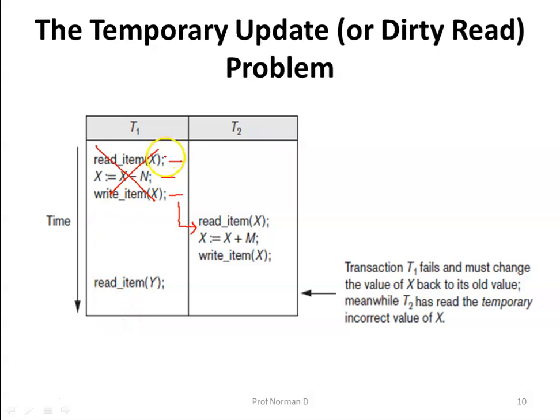So even in this type of interleaving, there is some problem occurring. In the previous case, we had a different layout of both the transactions where we saw the lost update problem. Now we again changed the pattern of operations over here. We are suffering from the temporary update problem, also called the dirty read problem.